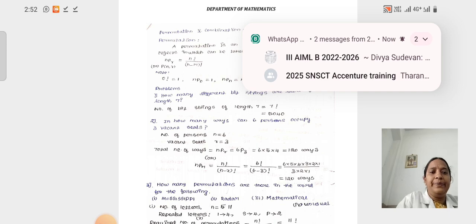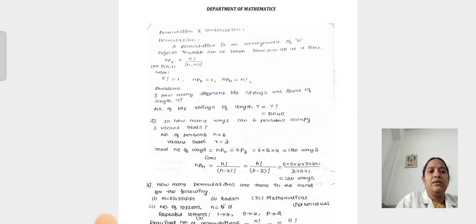Second one: in how many ways can 6 persons occupy 3 vacant seats? Here the number of persons n value is 6. Vacant seats r is equal to 3. Therefore the total number of ways is equal to nPr, 6P3. This can be written as 6 into 5 into 4. The answer is 120.